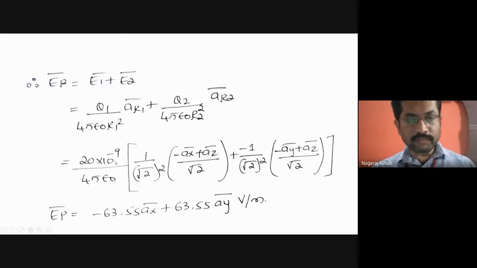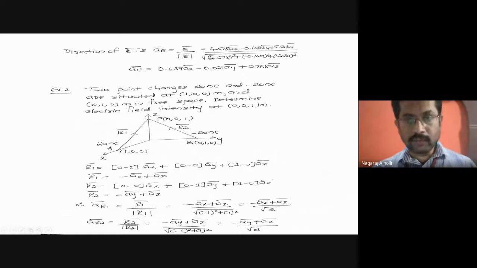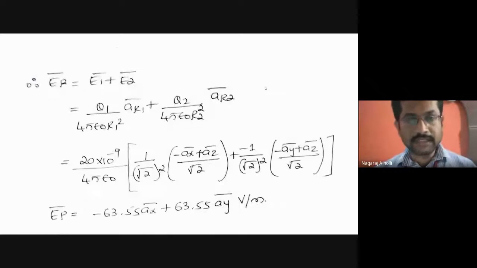20 into 10 raised to minus 9 divided by 4 pi epsilon naught into, because what are the two charges here, Q1 and Q2? Just look at the charges. One is 20 nanocoulomb, another one is minus 20 nanocoulomb. They have the same magnitude. The polarities are opposite. That's all. Magnitude is same. Hence, it will be 20 into 10 raised to minus 9.